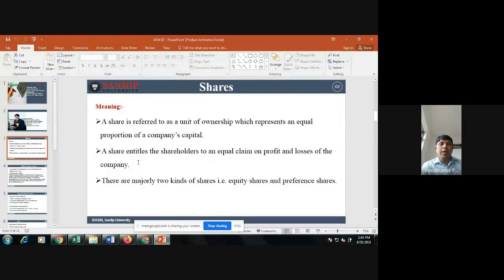There are two major types of shares: the equity share and the preference share. There is a major difference between them. Preference shareholders have the right to get their capital back before equity shareholders, and equity shareholders are the last party to get their capital back, after whatever amount is remaining. Then there is also one more major difference between the shareholders.